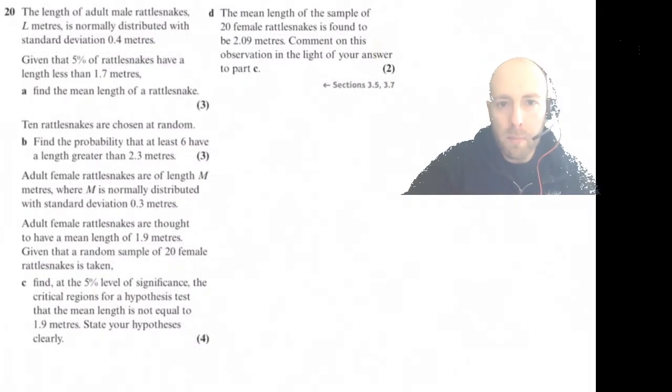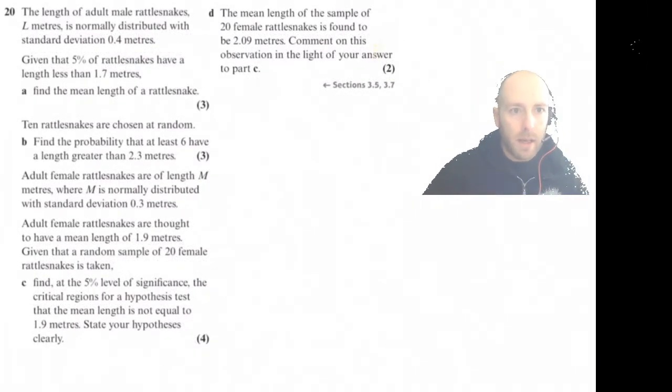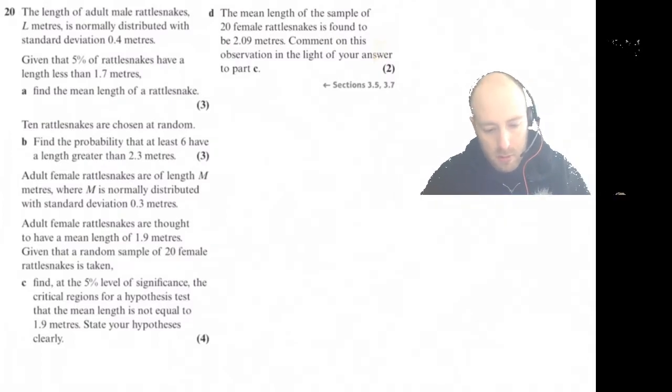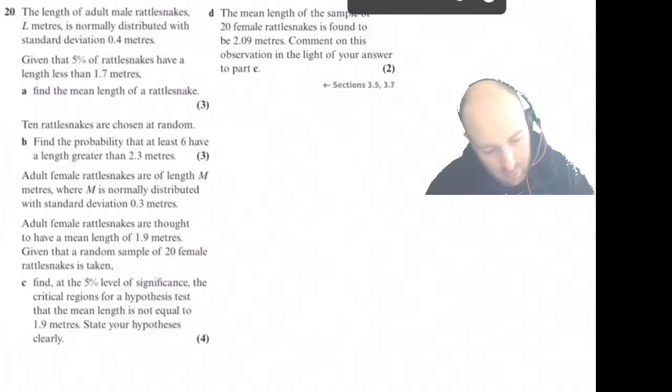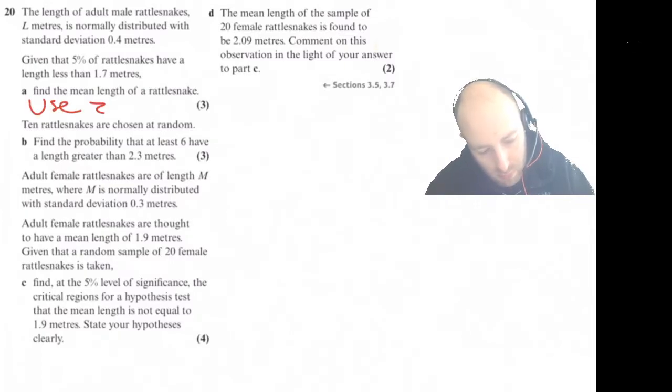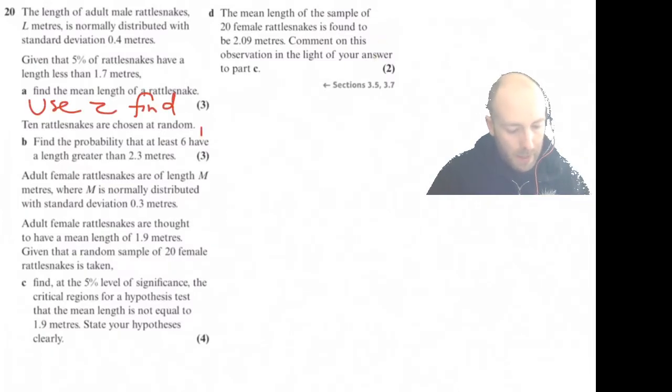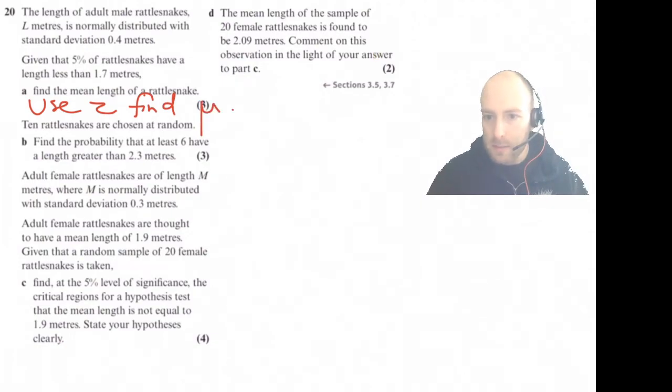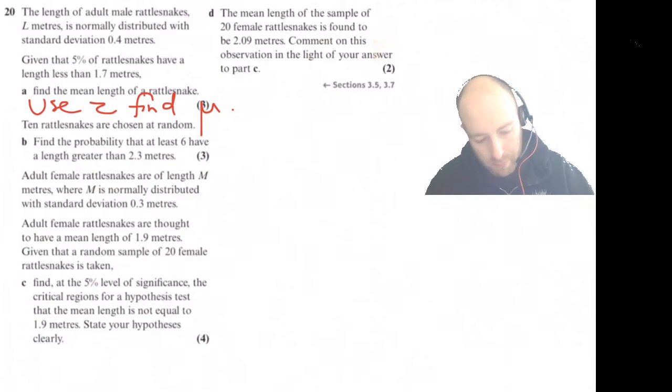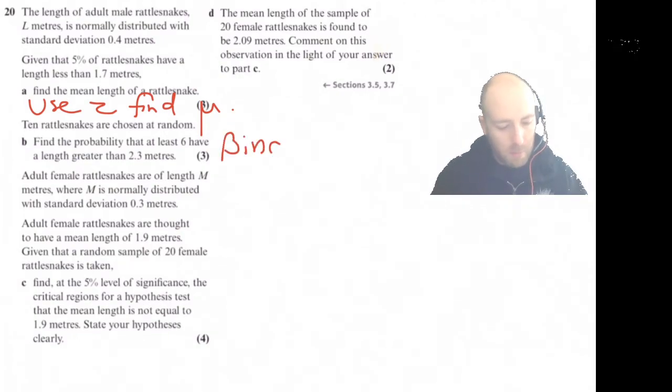Cool. Right, yeah, a few good suggestions there. So part A is asking us to find the mean. Because it's find the mean, obviously we need to use Z. So use Z, find mu. Part B is a binomial, as nicely spotted there, Lucas. So binomial, because it has a number.